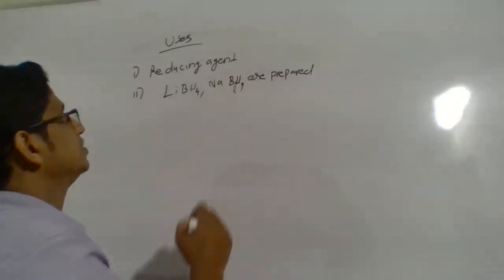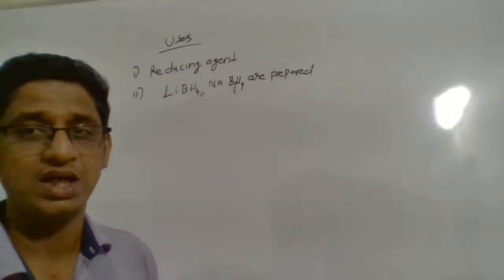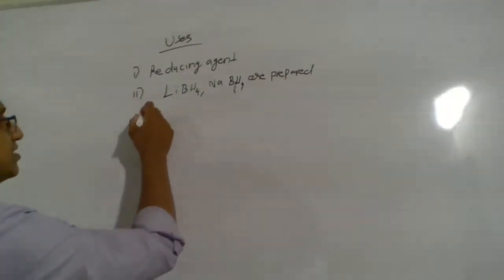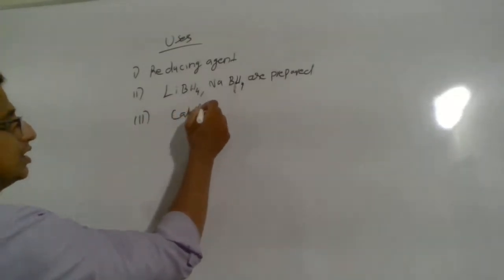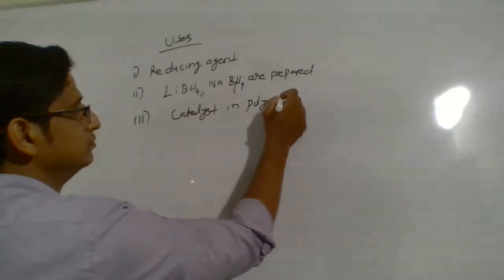NaBH4, sorry. Lithium borohydride, sodium borohydride. These are good reducing agents. Then it is used as a catalyst in polymerization reactions. That's another use. It can act as a catalyst in polymerization reactions.